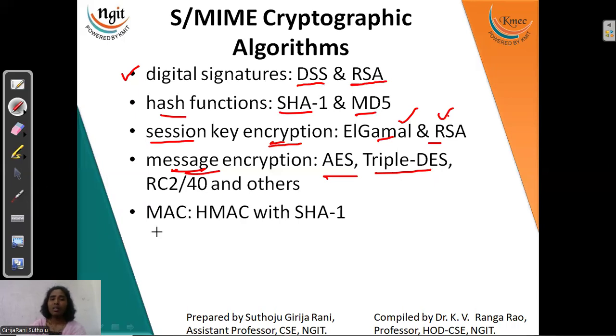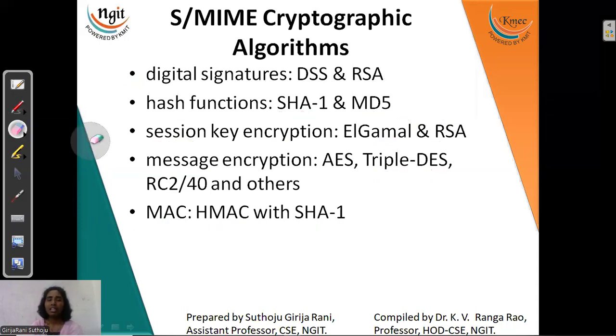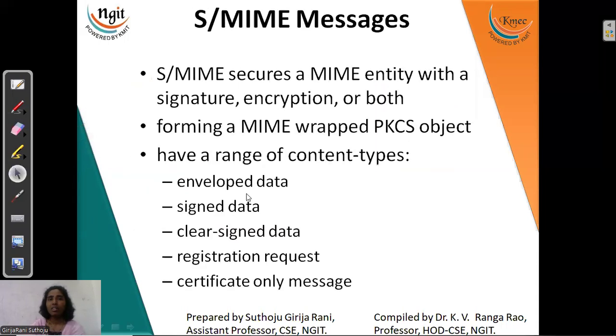Got it? Now, for the MAC purpose, we use HMAC with SHA-1. MAC is nothing but the message authentication code. So these are the set of requirements we need to work with S/MIME. Got it? Now, what are the message types we have in S/MIME?